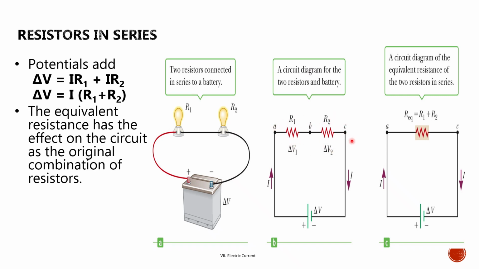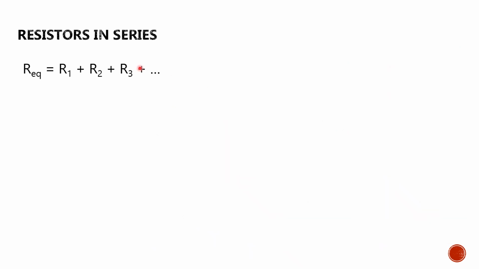And for the equivalent resistance, we simply add the resistance values, and the effect of this is the same as the original combination of resistors. For this equation, we can say that the equivalent resistance is always greater than any individual resistor. And if one element fails in a series circuit, the entire circuit goes dead, like old Christmas lights where one bulb knocks out the whole string.